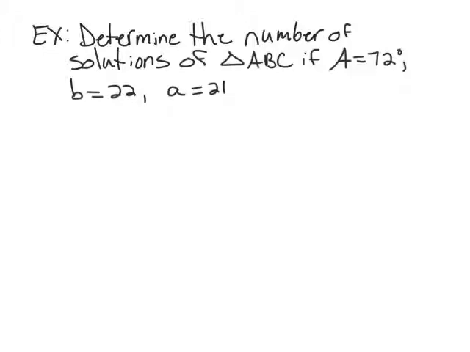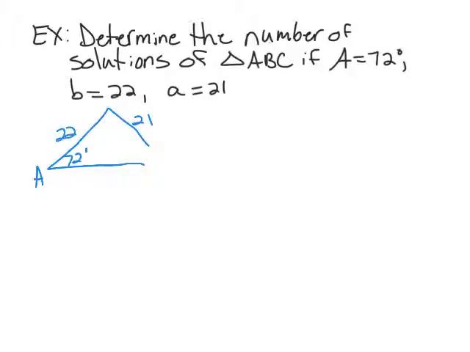So here's an example I'm going to walk through with you. Determine the number of solutions of triangle ABC if angle A is 72 degrees, side B is 22, and side A is 21. So we're going to try to sketch that out a little bit. Again, this is angle, side, side. So I can't tell you right off the bat how many solutions we have.